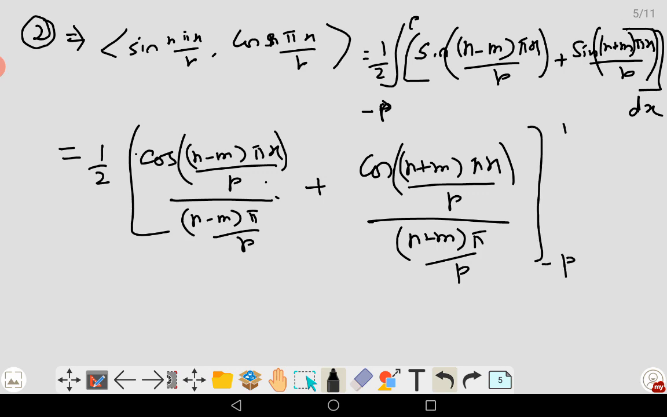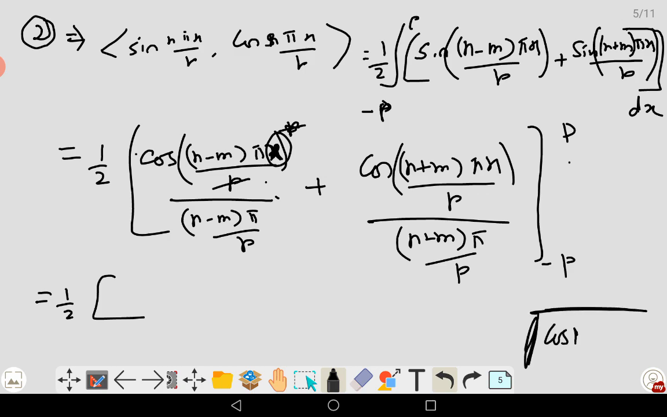Now from negative p to positive p, 1 by 2 outside, p should be replacing x, isn't it? So when you write p here, this p and this p will be cancelled. You will get only cosine (n minus m) times pi. See, remember an important formula here I am writing.